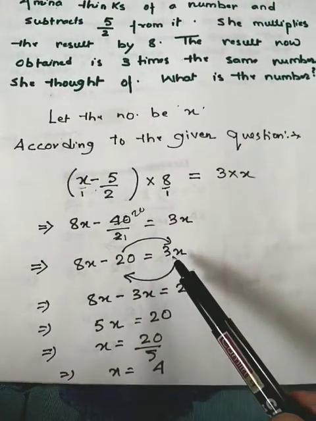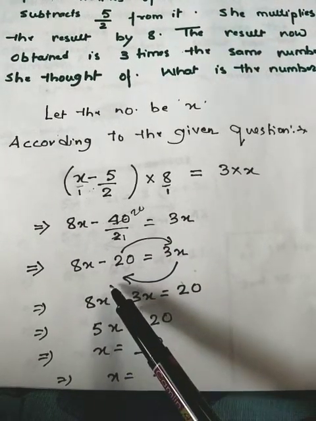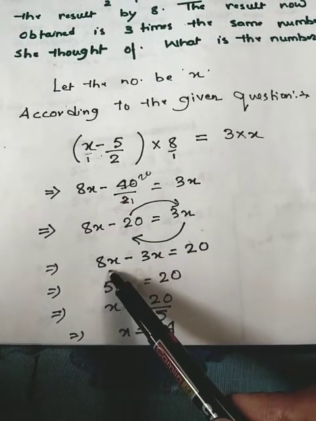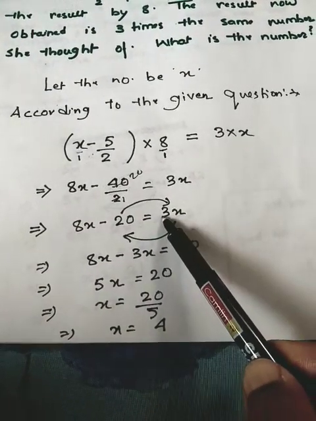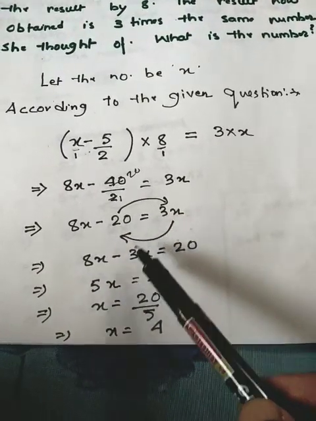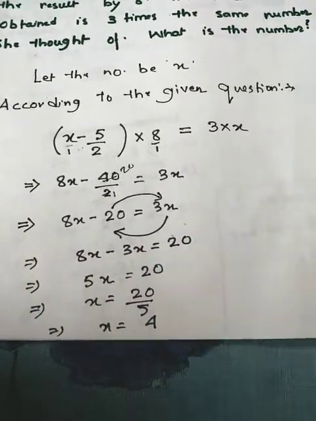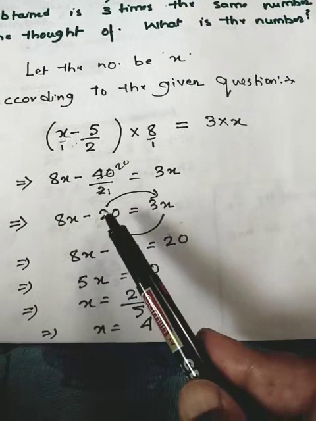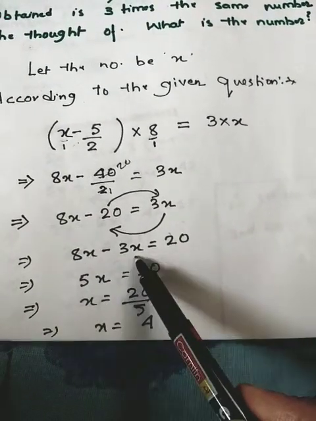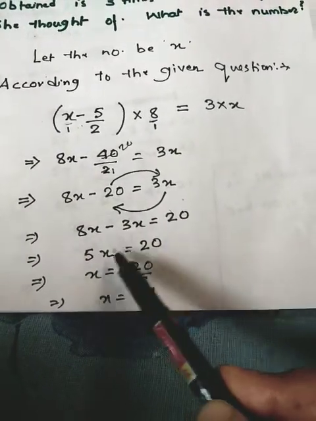Now before going to the next step, we have to understand that we have to take the variable terms to the LHS and the constant term to the RHS. So it will look like 8x minus 3x, because plus 3x was there. When we bring it to the LHS, the sign will change, and similarly minus 20, when we bring it to the RHS, the sign will also change. So it will look like 8x minus 3x is equal to 20. Now solve it: 8x minus 3x is 5x, equals 20.